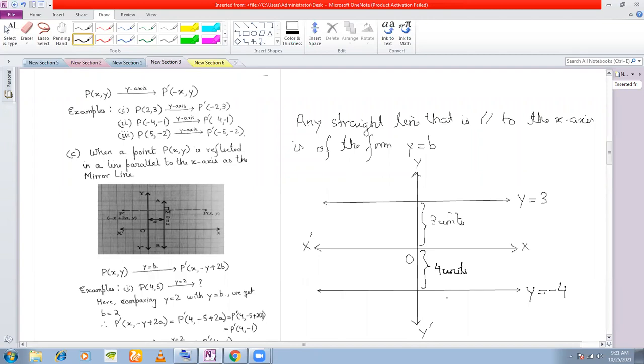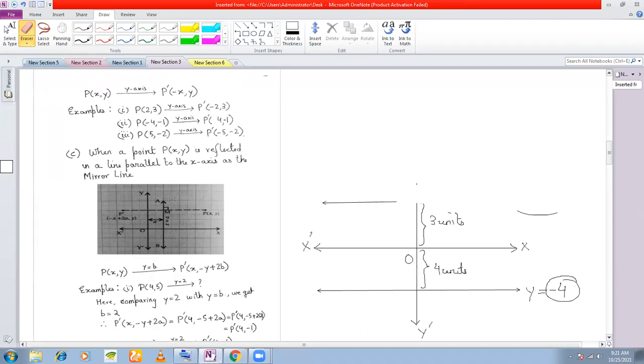A straight line in the positive direction of the y-axis will have the form y is equal to plus a number, and a straight line parallel to the x-axis in the negative direction of y will have y is equal to a negative number. Okay, so just take note of these two equations. So any straight line parallel to the x-axis will have this form y is equal to b. So if I give you y is equal to half, you will obviously know that since the form is y is equal to half, this has to be parallel to the x-axis. Okay, so once we know this, now we can proceed with the reflection concept.